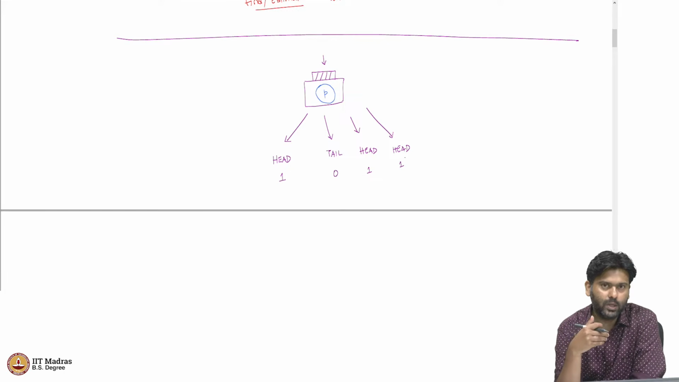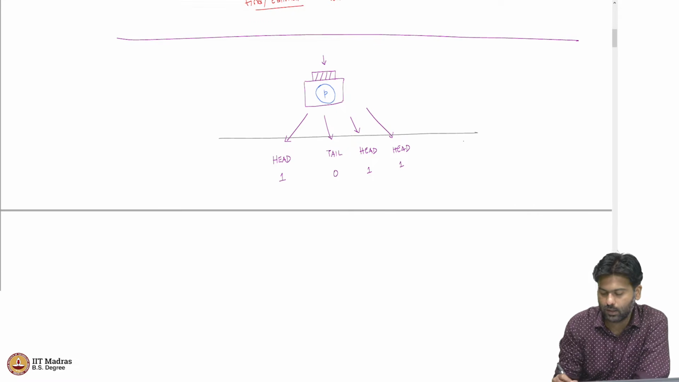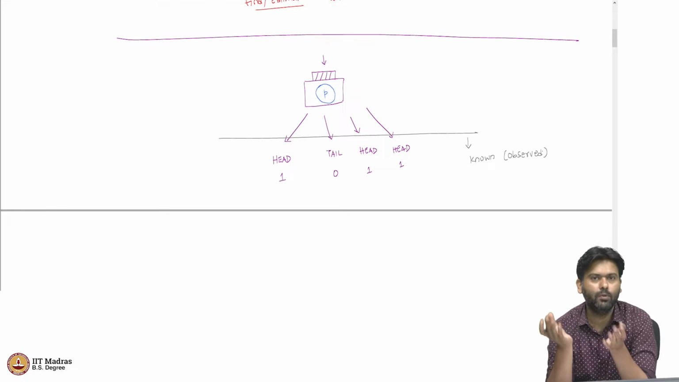Now these observations, according to us, are generated according to this probabilistic mechanism, where the probability is completely specified by this coin and its bias, right? Now you can think of it this way, right? So there is this side which is known to us or observed, and this is what we see, right? So this is what is given to us.